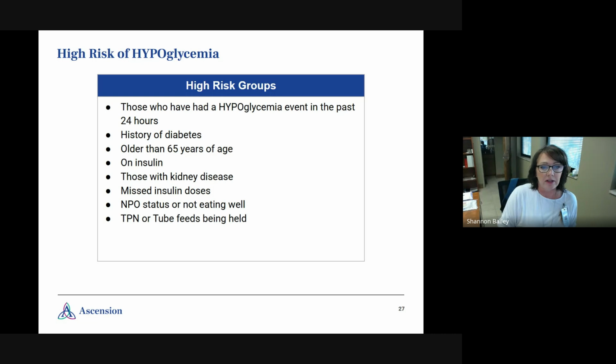Those that are high risk, like I said before, those that have already had a hypoglycemia event, those with a history of diabetes, those older than 65 years of age, definitely people who are on insulin, which are most of our people with diabetes in the hospital, those with kidney disease, missed insulin doses, NPO status, or not eating well, or if they're on nutrition support and we had to hold it for any reason.